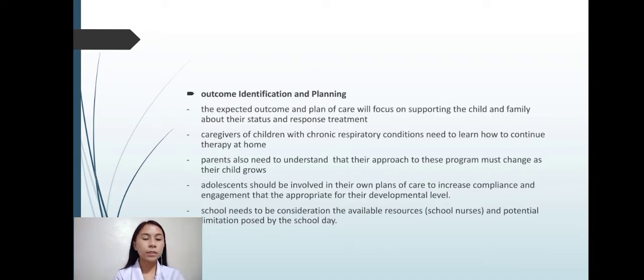Outcome identification and planning. The expected outcomes and plan of care will focus on supporting the child and family about their status and response to treatment.